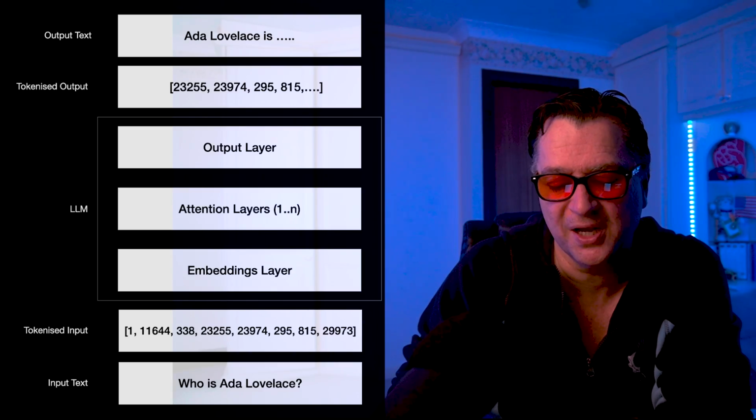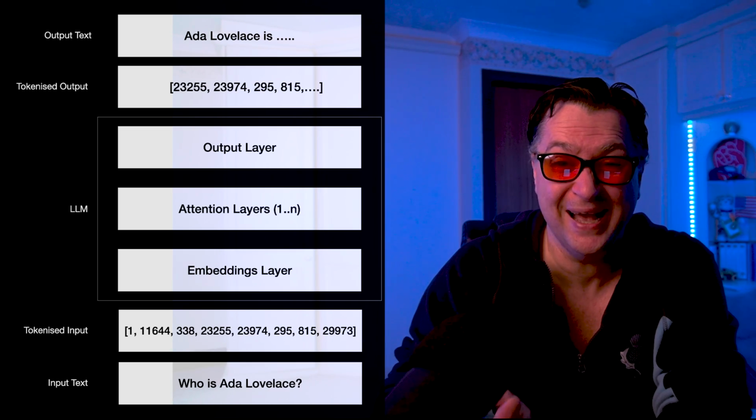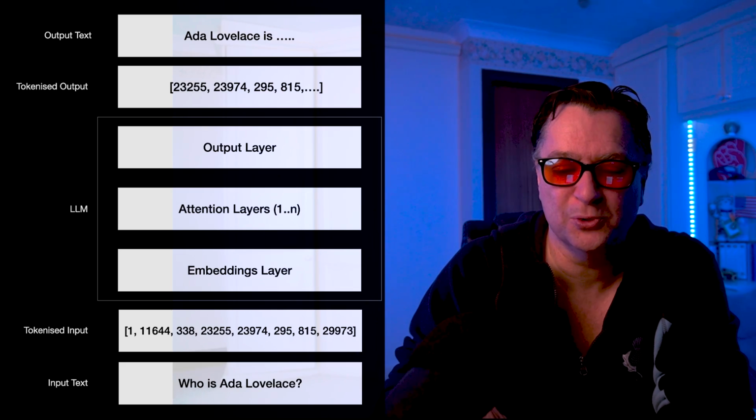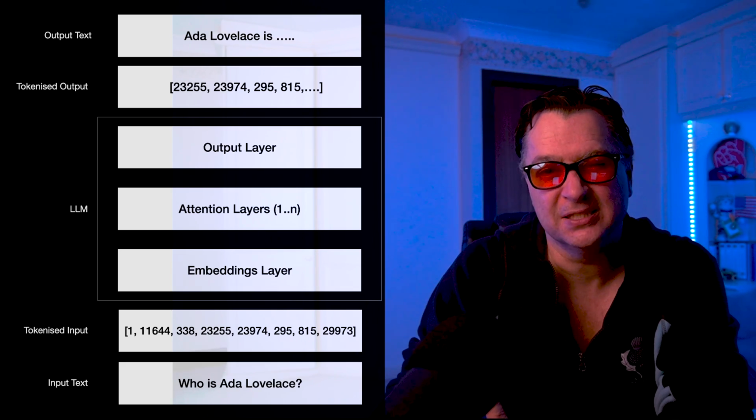So now that we've been able to load and interact with the model, let's break down what this reference model looks like. At the very bottom there, you can see this question, who is Ada Lovelace? That was the question we asked. This is our input text. And then at the top, you see the output text is Ada Lovelace is the daughter of blah, blah, blah. And that is the final result.